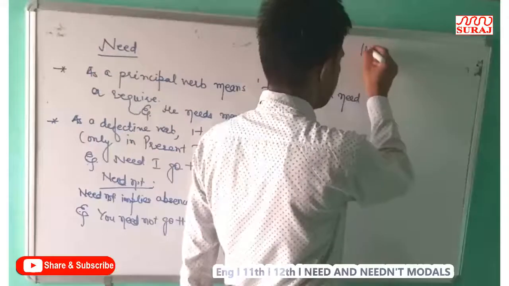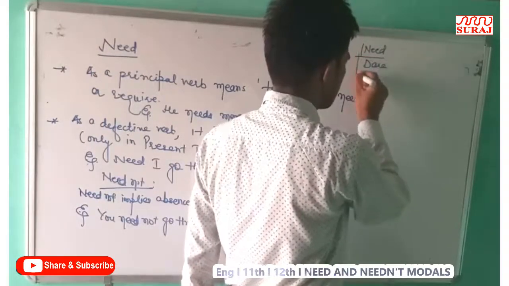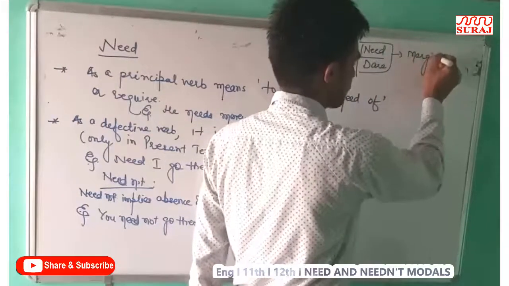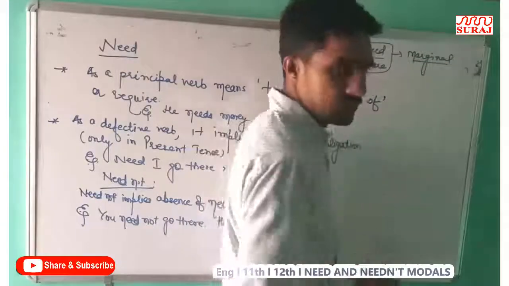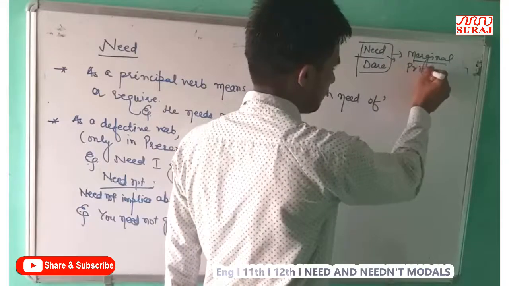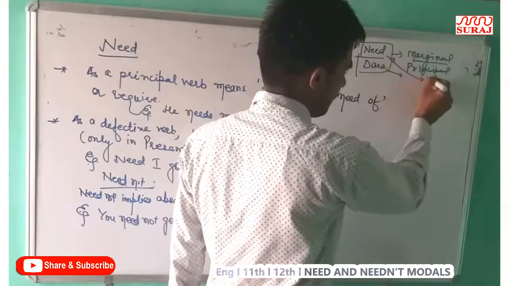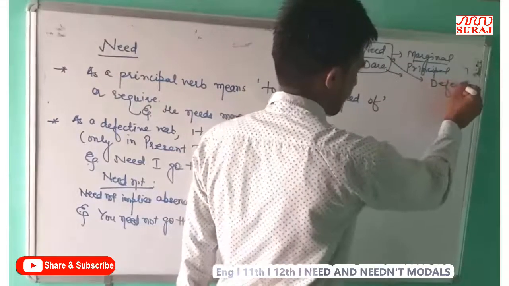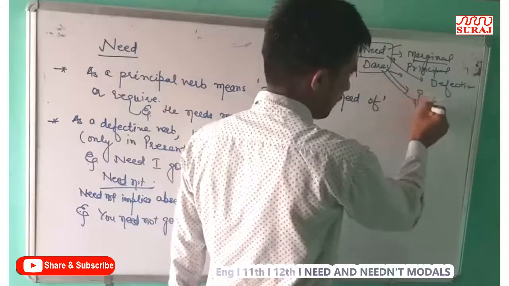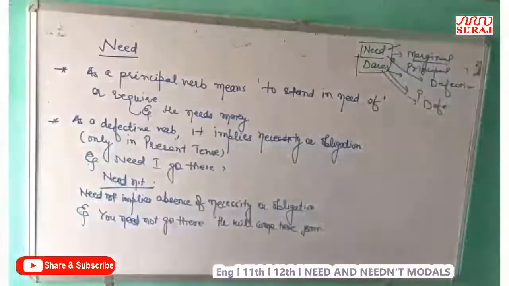Modals need and dare. Both are marginal modals because they are used as a principal verb and as a defective verb. Both need as well as dare are principal verbs as well as defective verbs. Let's see the major uses of both.